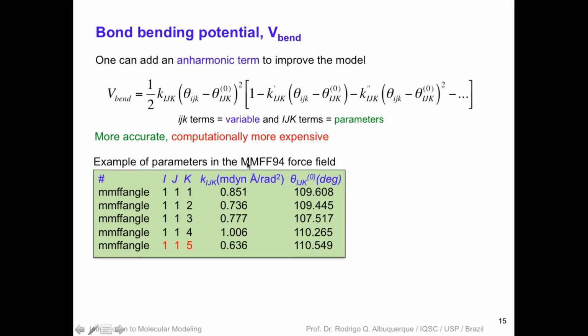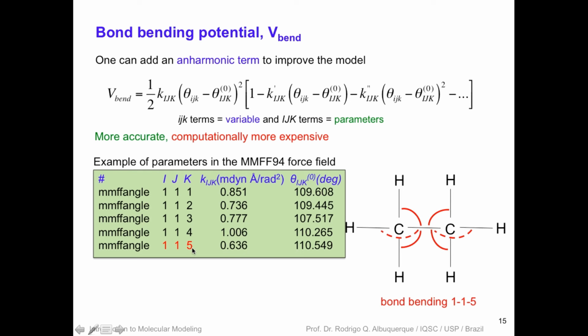Here we have again the MMFF94 force field and some parameters for bond bending interactions. And here we have atom classes. So 1, 1, 1 is a bond bending involving 3 sp3 carbons. We have the force constant and the reference bond angle. And in this case, we have sp3 carbon, and hydrogen. And the force constants here and reference bond angle. So this 1, 1, 5 interaction is shown here. The corresponding bond angles are here.